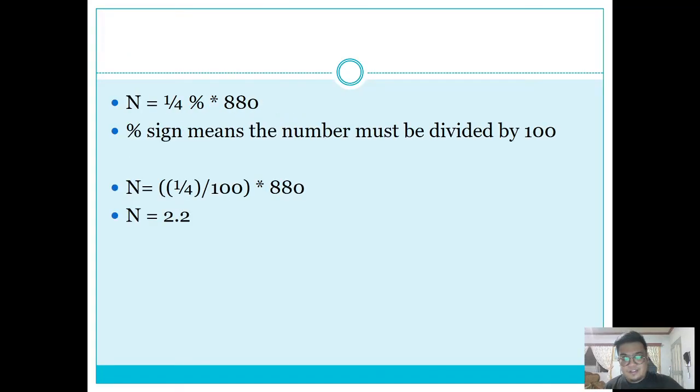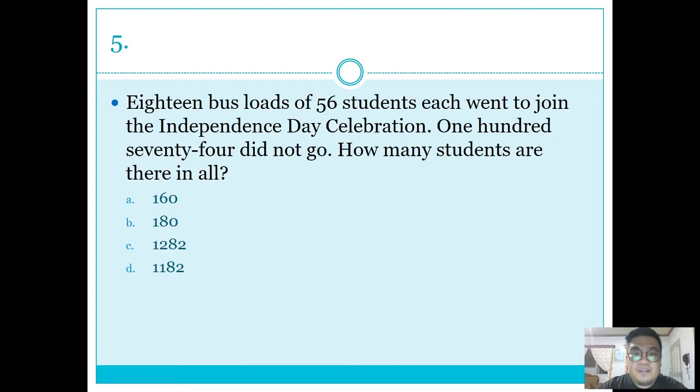Ayan. So, yan yung ibig sabihin. Yan yung explain ko kanina, no? Naka-indicate naman dito sa PowerPoint natin. Okay? So, next number 5. Ayan. 18 bus loads of 56 students each went to join the Independence Day celebration. 174 did not go. So, hindi sumama yung 174. How many students are there in all?